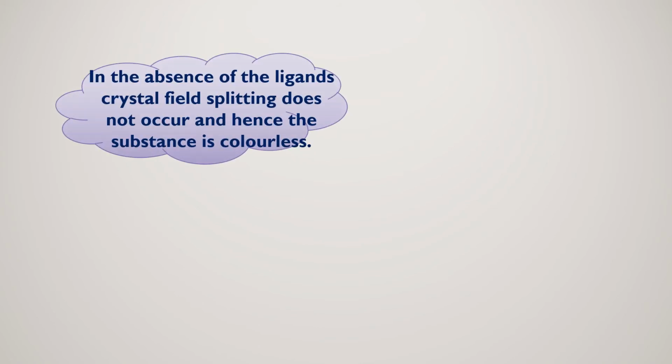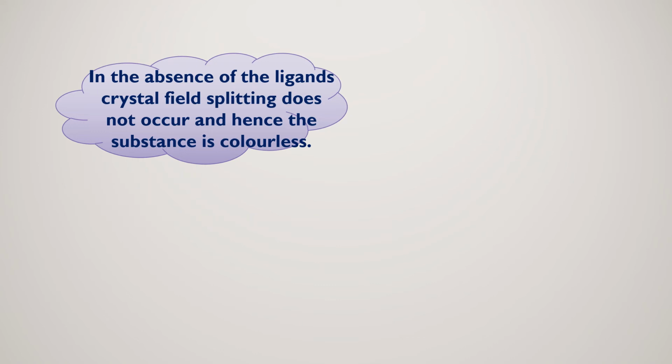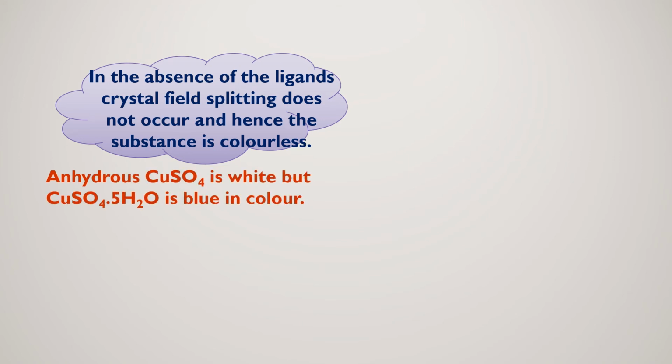In the absence of ligands, the crystal field splitting does not occur, and hence the substance is colorless. If ligands are not there, then it will be colorless. Removal of water from hexaaqua titanium 3 chloride on heating renders it colorless. If you heat it, water evaporates from the coordination complex, so only titanium is remaining, and at that time the complex is colorless. Anhydrous copper sulfate is white, but when it is hydrated, it appears blue.